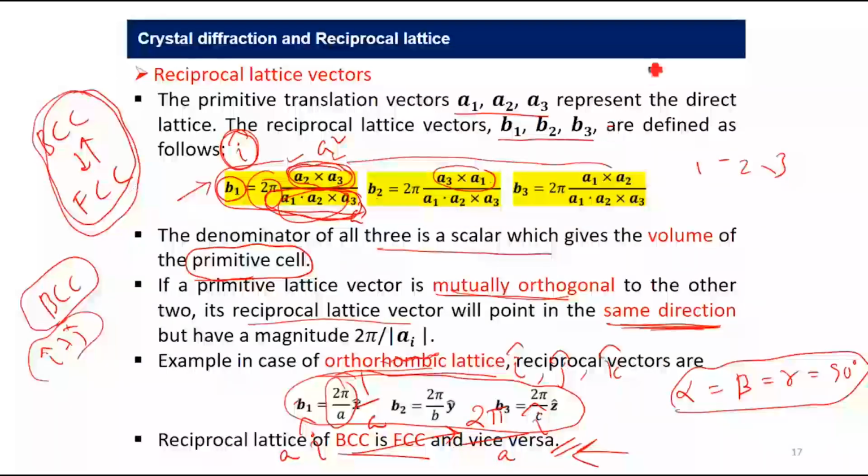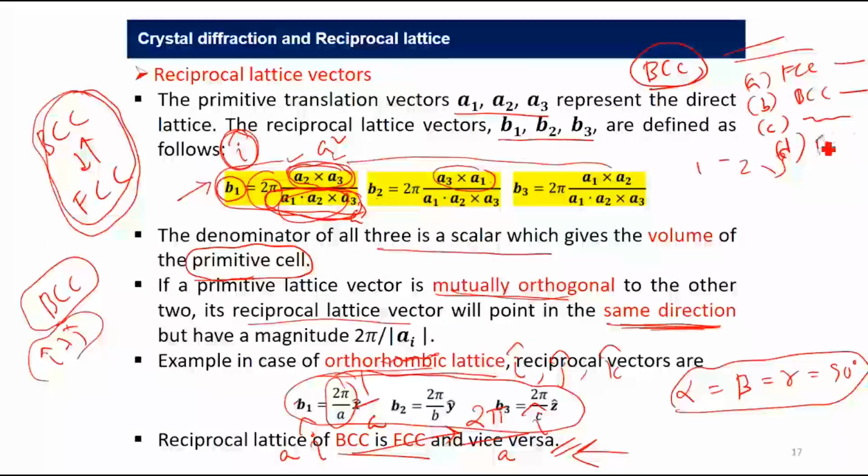Let's say you are given a BCC lattice with some information, and you are asked about the reciprocal lattice. Option A says it is an FCC lattice with this dimension. Option B says BCC lattice with this dimension. Option C says it is some other sort of lattice. D says it is an FCC lattice with these dimensions. So you can directly rule out these two options, because you know that the BCC reciprocal lattice is FCC. So if you are in a hurry, if you want to rule out some options and take a chance of 50-50, you can use this information. This will be helpful.